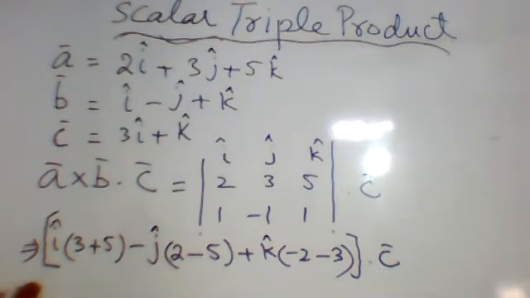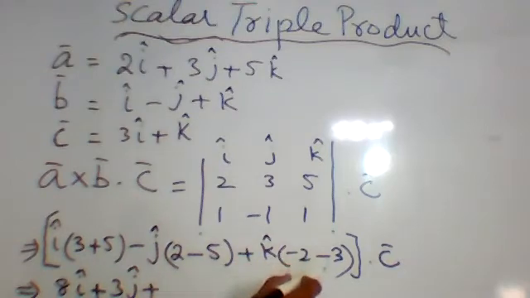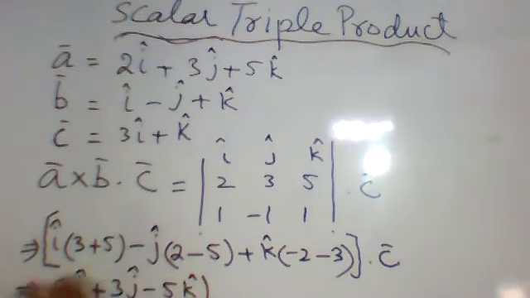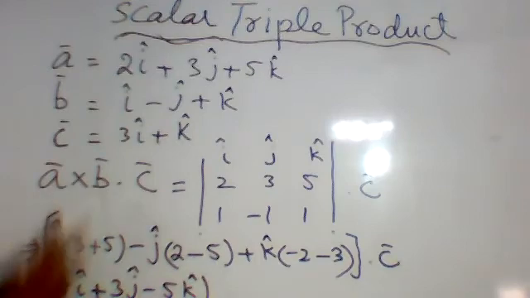Okay, simplify this one. 3 into 3 plus 5 will be 8i. Minus 2 minus 5 will be minus 3. Minus minus plus 3j. Plus minus 2 minus 3 will be minus 5, so it will become minus 5k. This is the answer of A cross B.